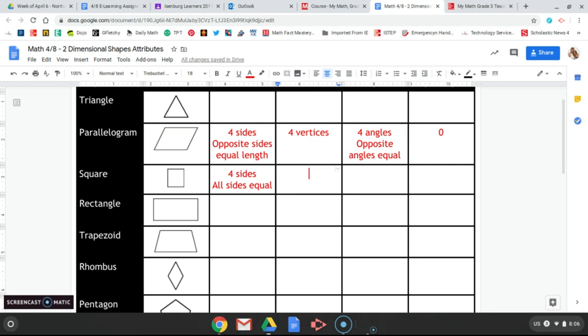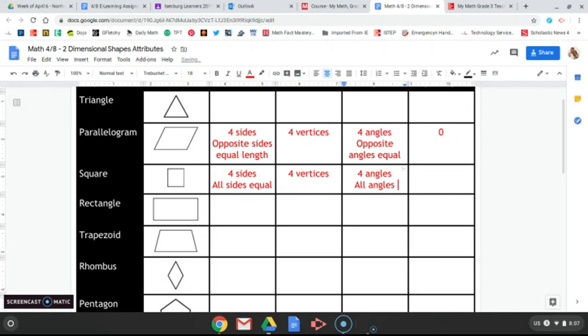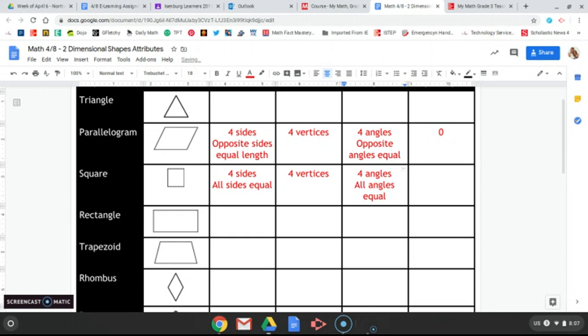So we still have 4 vertices, and we still have 4 angles. But let's think about the angles this time. In this shape, every single angle of the square is exactly the same, because they are all those perfect square right angles. So all angles are equal. So if all of the angles are equal, that means there are 4 right angles.